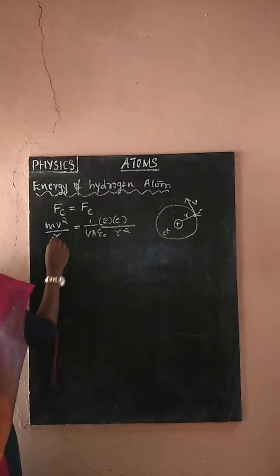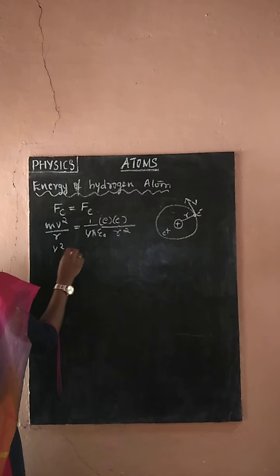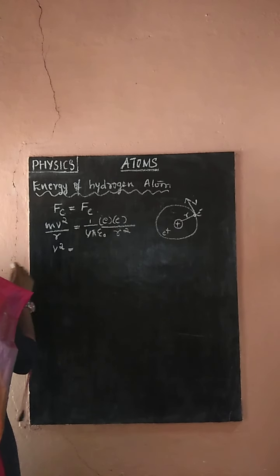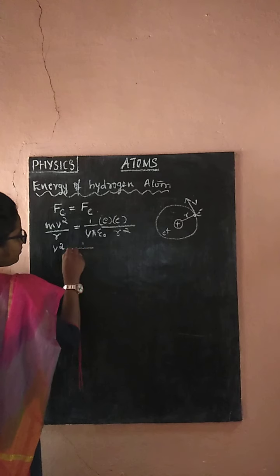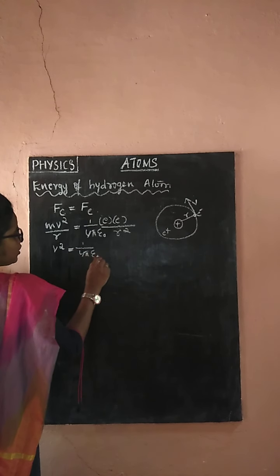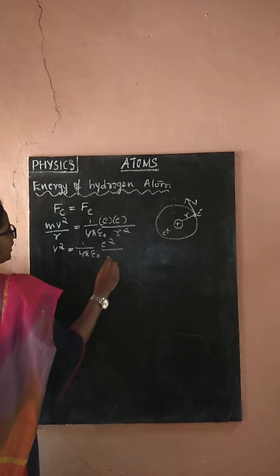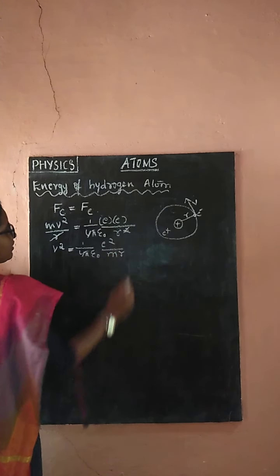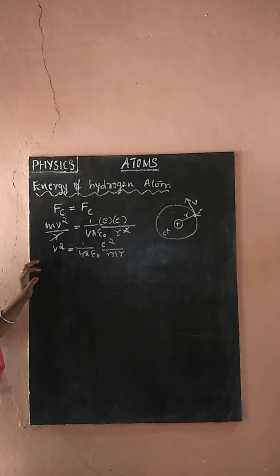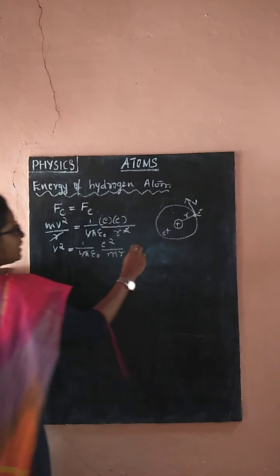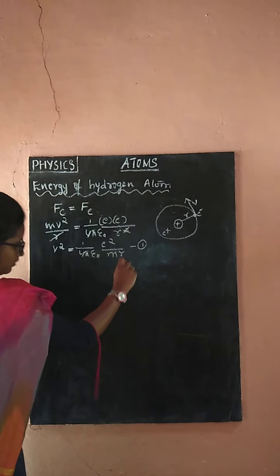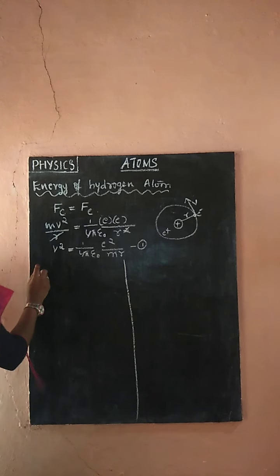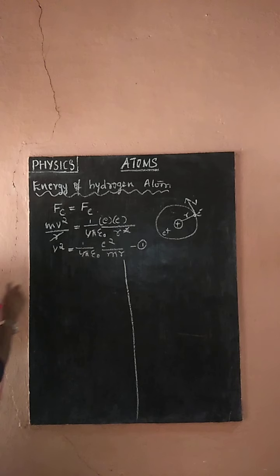I'll write this equation for v square. I will keep only v square on this side and take everything to the other side. 1 by 4 pi epsilon naught e square by, this r will be cancelled, so mr will be remaining. v square is equal to 1 by 4 pi epsilon naught e square by mr. I will take this as equation 1.